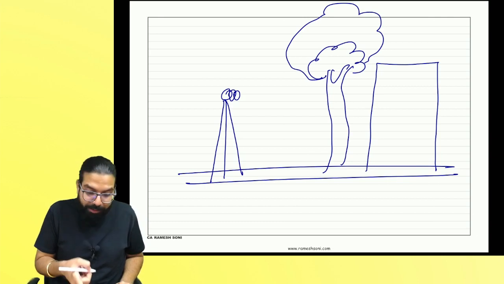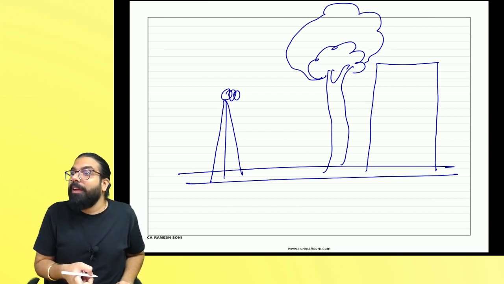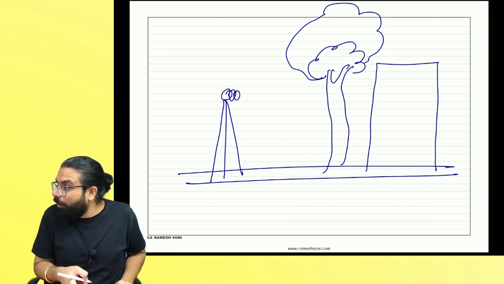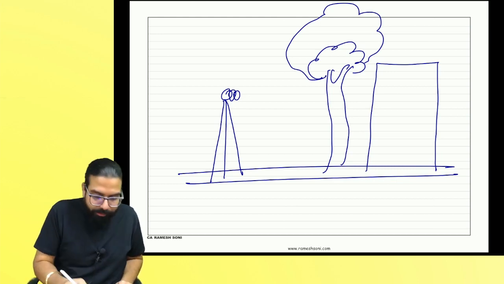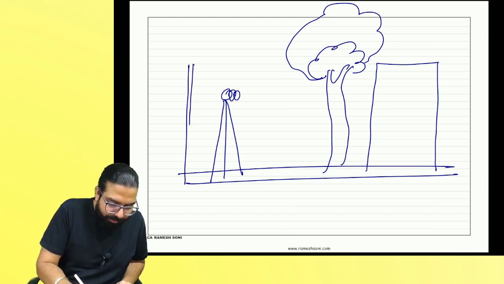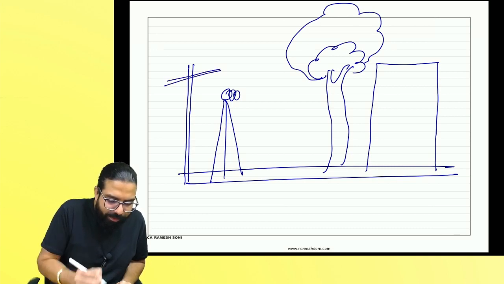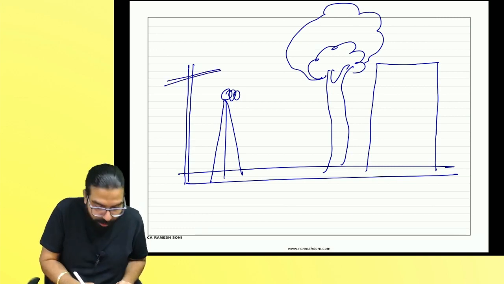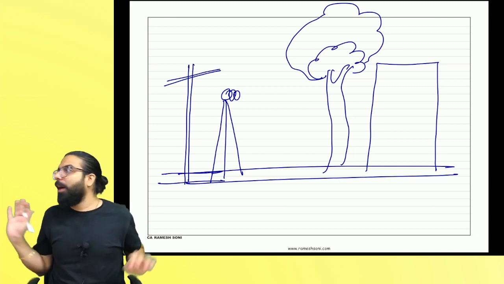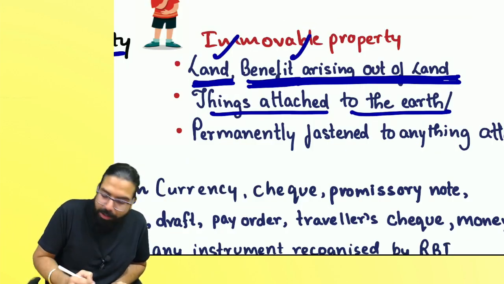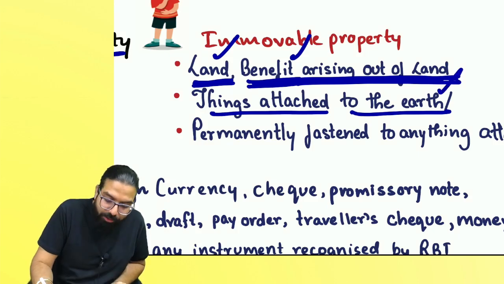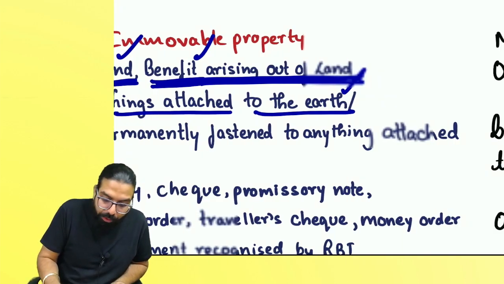Telecommunication tower. See, Venkat understands me. This telecommunication tower is also attached to that. Immovable. Are we clear, everyone? Venkat, this one you tell. Pole, electric pole, already attached to that. Immovable. Are we all clear till here? Everyone over here. Land clear. Benefit arising out of land clear. Things attached to the earth is also clear.